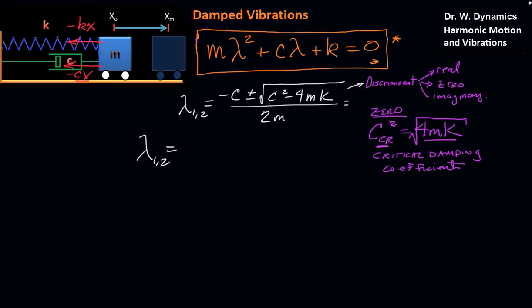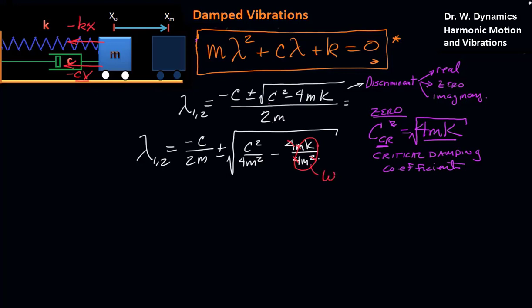From here, we can distribute the 2m as minus c over 2m plus or minus the square root of c squared on 4m squared minus 4mk on 4m squared. And the 4's will go here. One of these m's go, and we recognize that we have omega natural squared here as k on m. So the natural frequency of the system without the damper is making its way into our equation here.